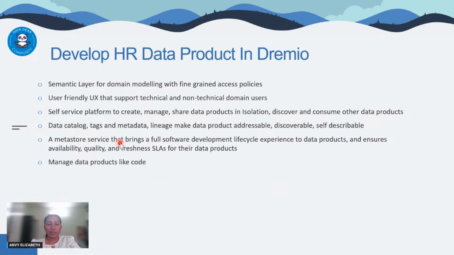And there is another feature called Metas or service that brings the full software development cycle experience to data products, which helps to understand the creation of a data product, the deletion of a data product, and it covers the availability, quality, and freshness SLAs of your data product. So this is a very good feature from Dremio. At the same time, Dremio helps to manage your data products like code. So this is how an HR data product was made using Dremio.